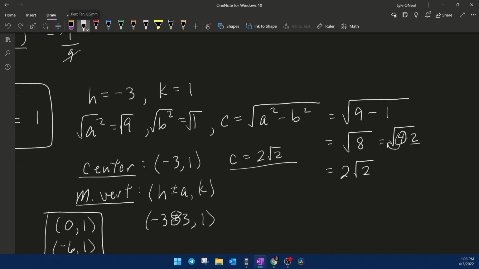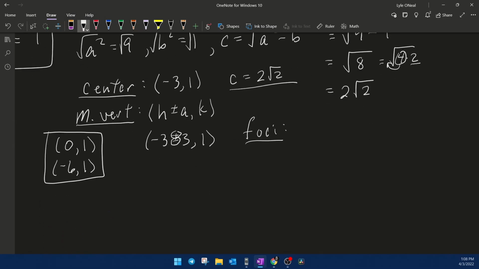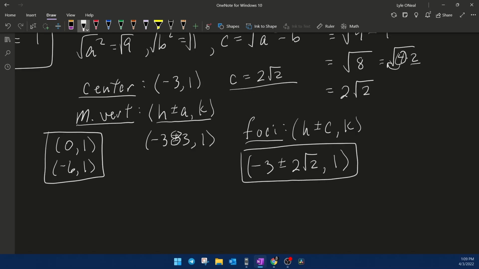and then I can find the foci. So the foci have to lie along the major axis, and this is our major vertices. So our foci would have to be h plus or minus c comma k, which would be negative 3 plus or minus 2 square root of 2 comma 1. And then if you wanted to write those as the two separate foci, you could by separating that into the plus and minus x coordinates.